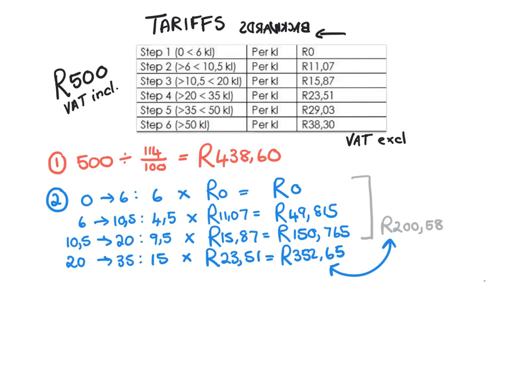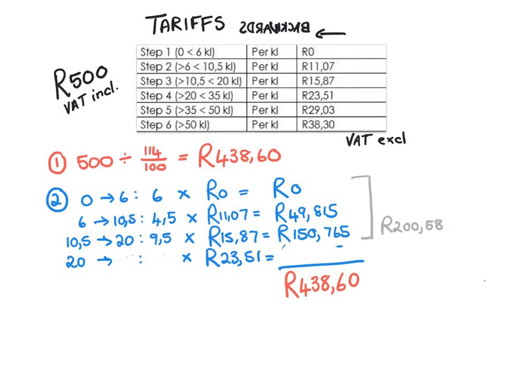Now, together with the 200, this is way more than 438 Rand, which means I need to work backwards now and just backtrack my steps a little bit. So it must be less than 35 kiloliters. So I'm just going to delete this amount. I'm going to delete the 15 kiloliters because I know it can't be that. That must be less because it's less than 35. What I do know is that all of these amounts together must equal 438 Rand 60.